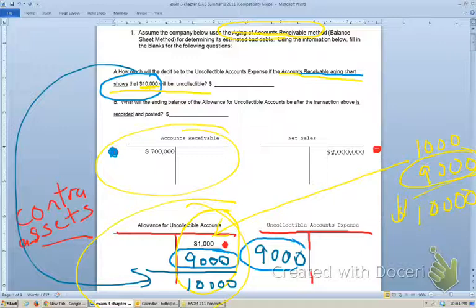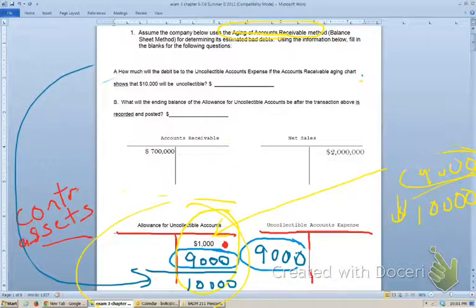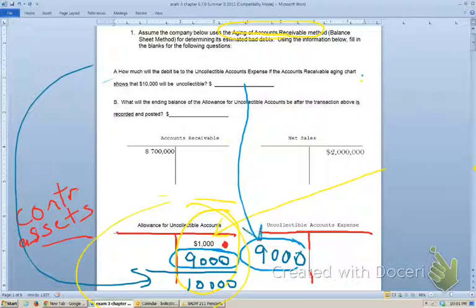So let's answer the problem up here. Let's erase some of this that we've got. See if we can't answer the problem up here. The question is, how much will the debit be to the uncollectible accounts expense? That number comes from straight here, $9,000.